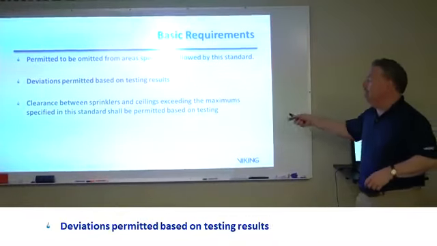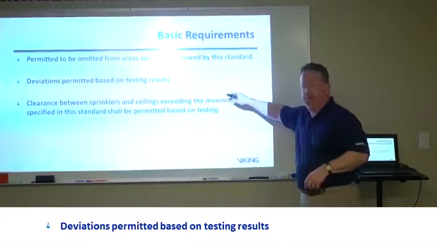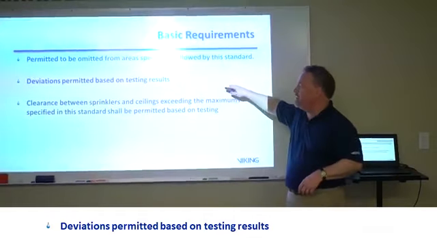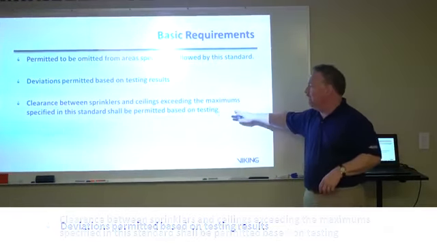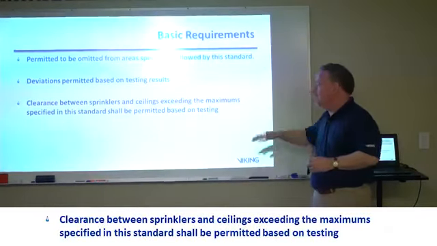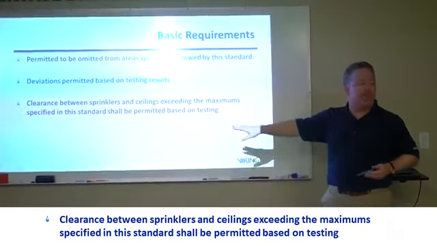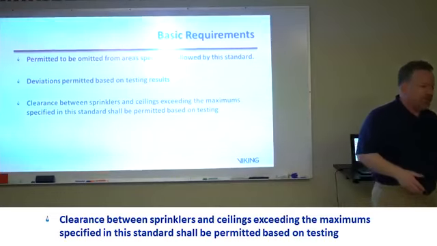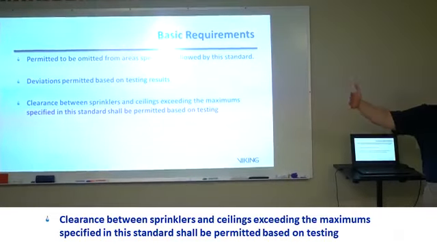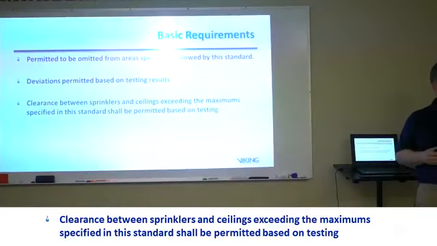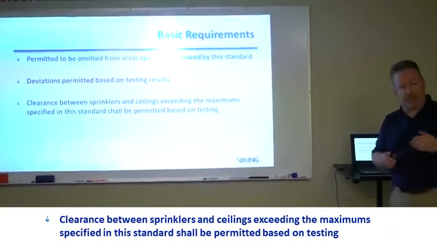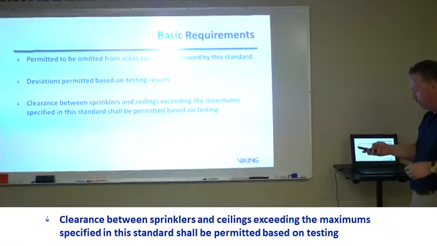We can also deviate from some of these installation requirements based on testing results. Clearances between sprinklers and ceilings exceeding the maximums specified in this standard are permitted, again, based on testing. So we can get up to larger areas of operation, perhaps, as long as we have tested them out and proven that the sprinkler will operate.